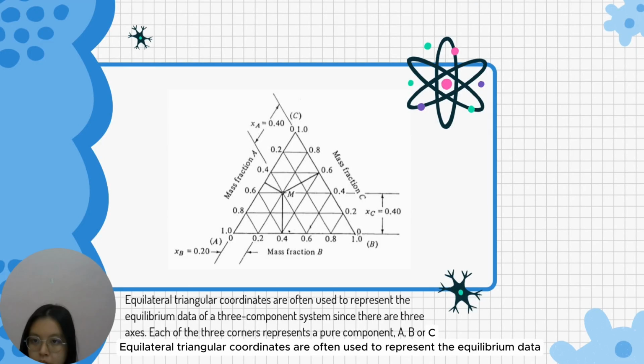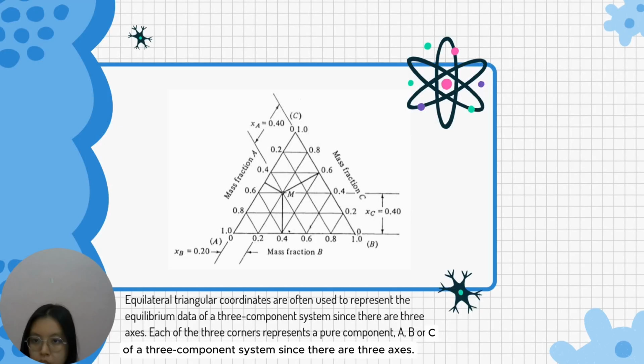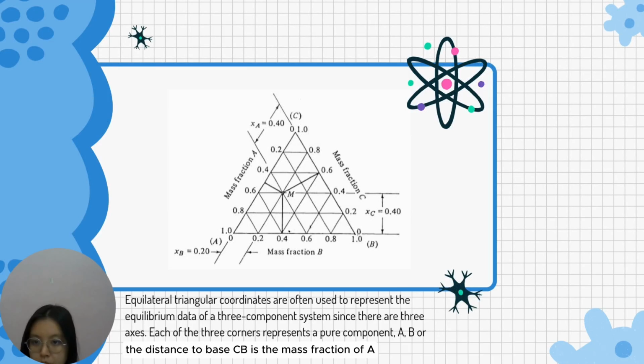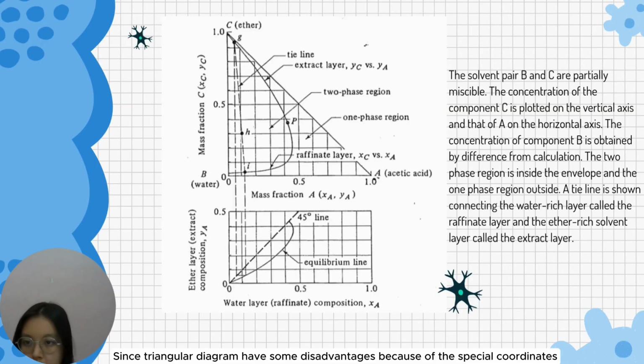Equilateral triangular coordinates are often used to represent the equilibrium data of a three-component system since there are three axes. Each of the three corners represents a pure component A, B, or C. The point M represents a mixture of A, B, and C. The perpendicular distance from the point M to the base AB represents the mass fraction of C. The distance to base CB is the mass fraction of A, and the distance to base AC is the mass fraction of B.